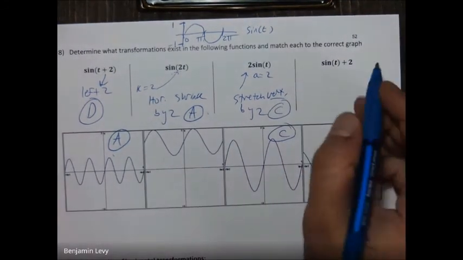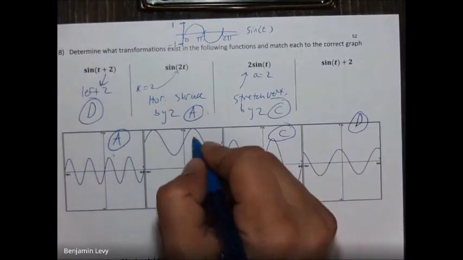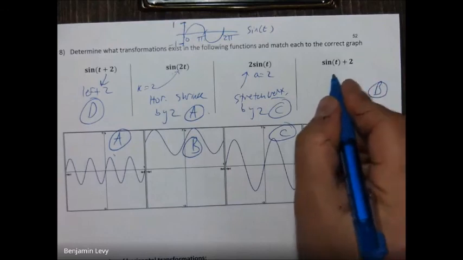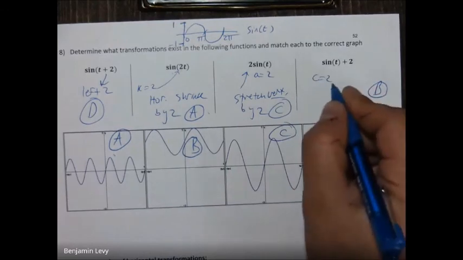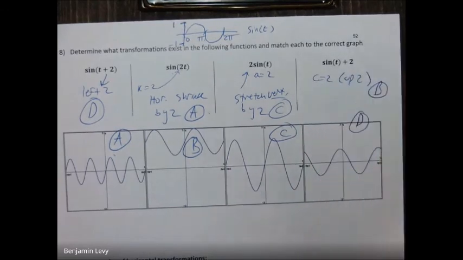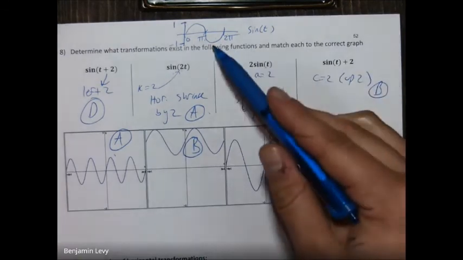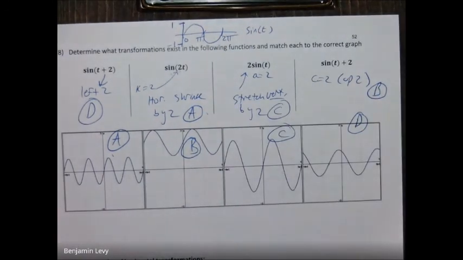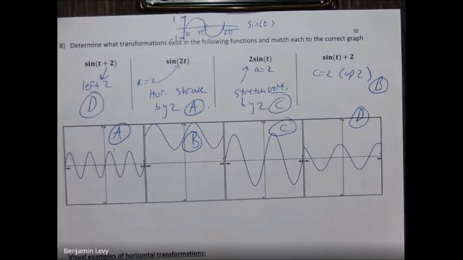And lastly, by process elimination, we can see that this is B. Let's just figure out why it's B. So in this graph, C is 2. And so that means it's going up 2. And the one that's going up 2 compared to this would be this graph right there. Okay. So that's how basic transformations work with respect to sine and cosine.